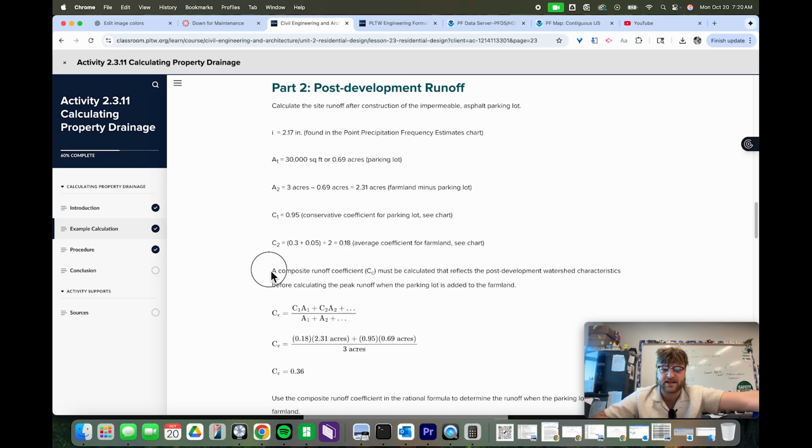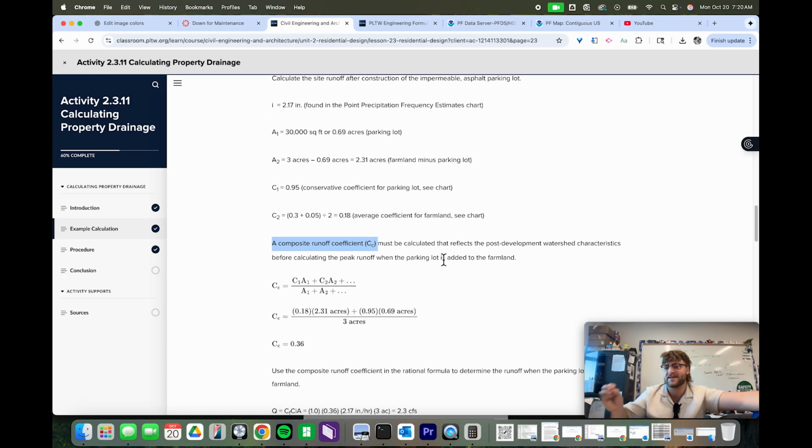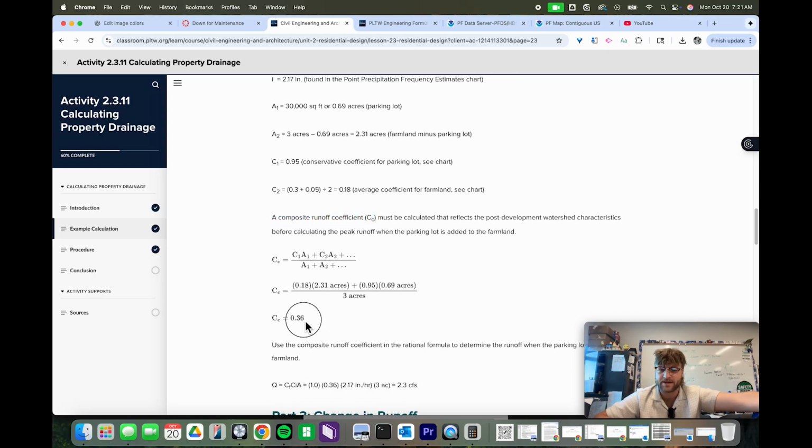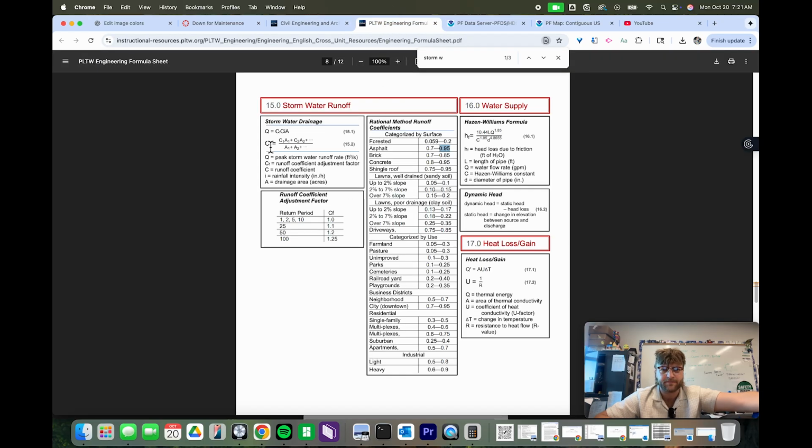And what they want us to do is actually calculate a composite runoff coefficient. And so what this is basically going to do is find out the average based off of the amount of acres for each coefficient. And so what we end up finding is that this is 0.36 here. And so this is the actual equation you can use, just as they have here, 15.2. So that's one of the options.